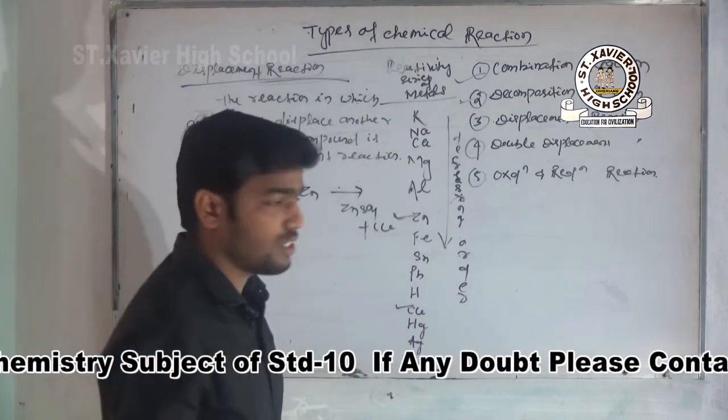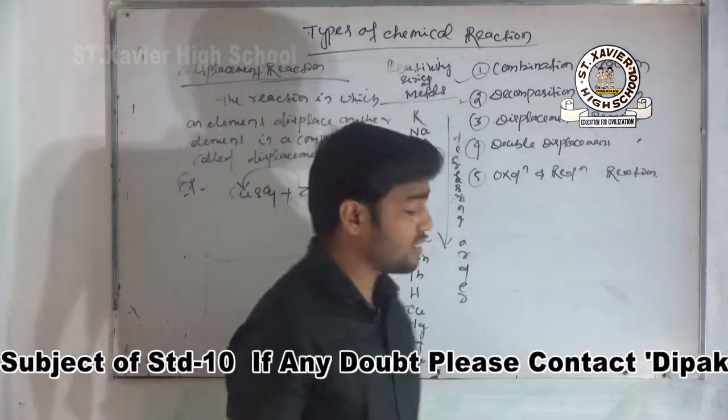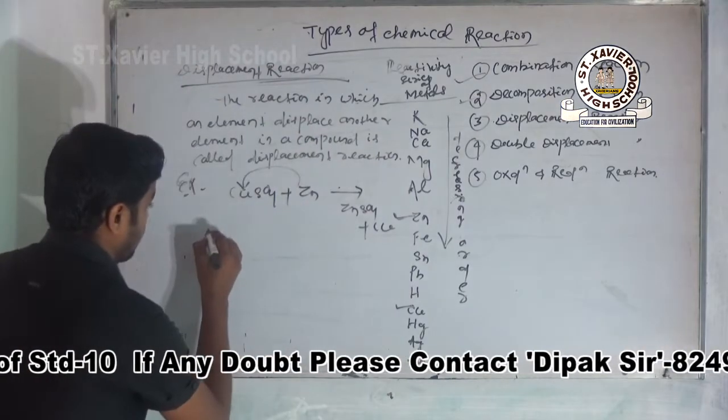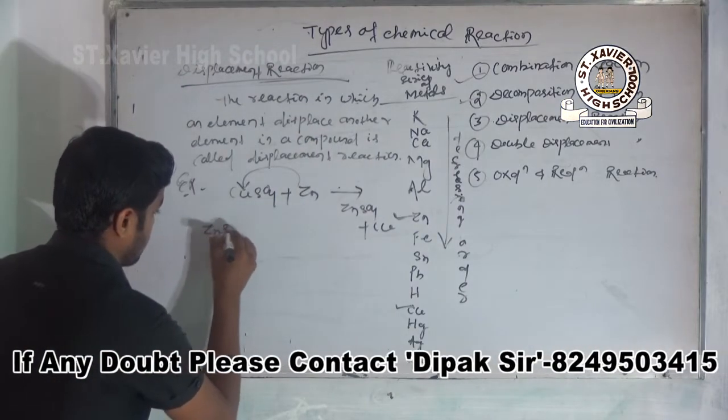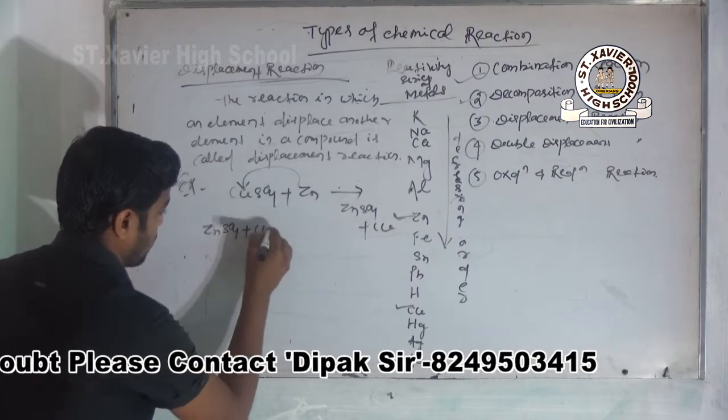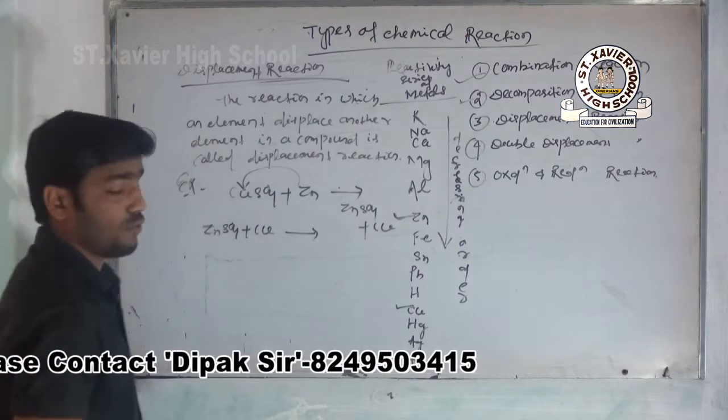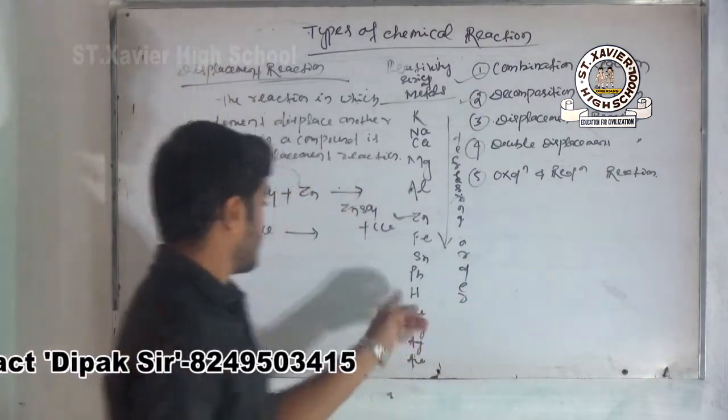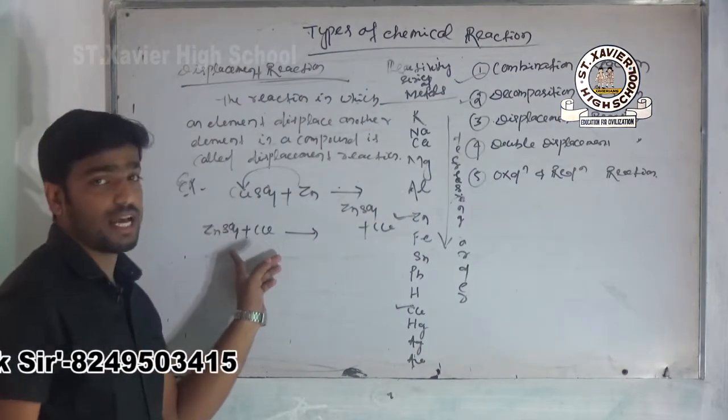But the reverse one is not possible. Reverse one means if you take zinc sulfate, ZnSO4 plus copper, what will be the reaction? If you take the reverse, that means zinc sulfate plus copper, then what will be the reaction?